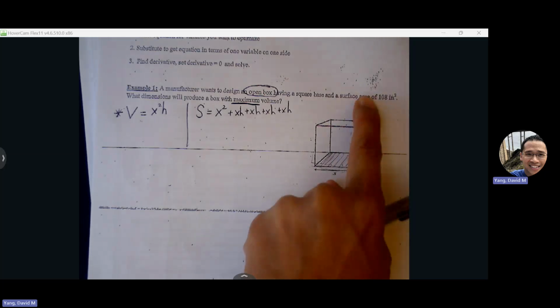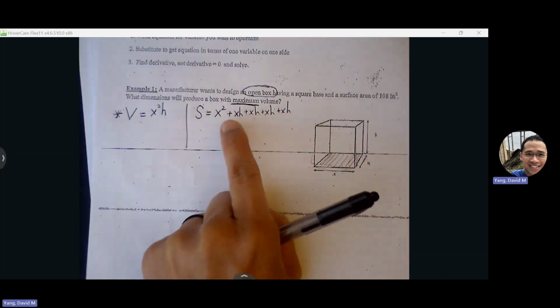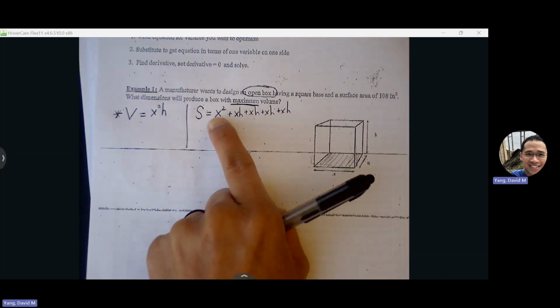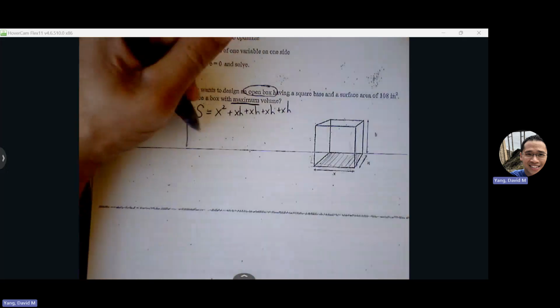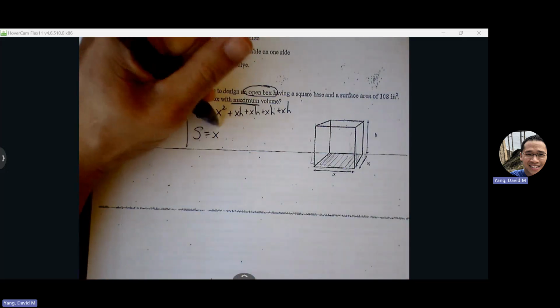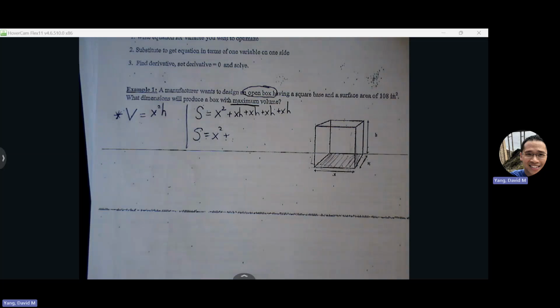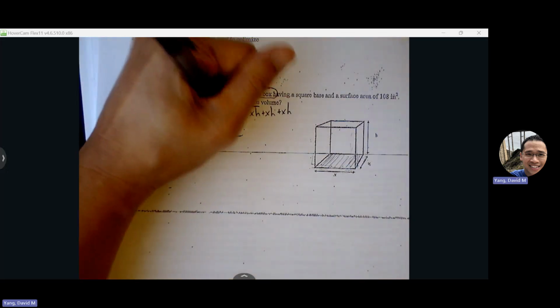There are 5 surfaces. I'm just multiplying the area of each of those rectangles or squares, and I'm adding them up. So this is the area of the first side, second side, third side, fourth side, fifth side. Okay. So that's going to clean up to be S equals X squared plus what? Combine like terms. How many XHs do we have? Yeah, 4XH. Okay.